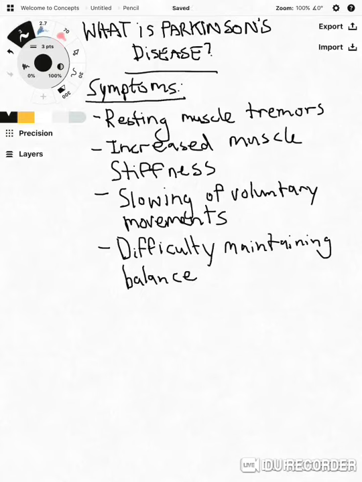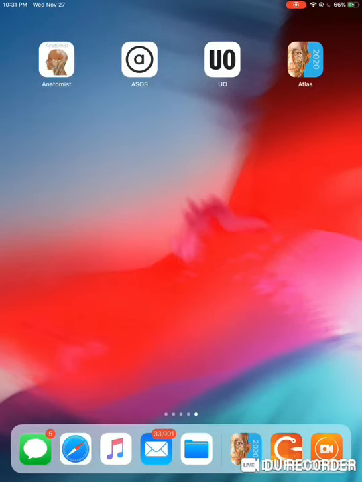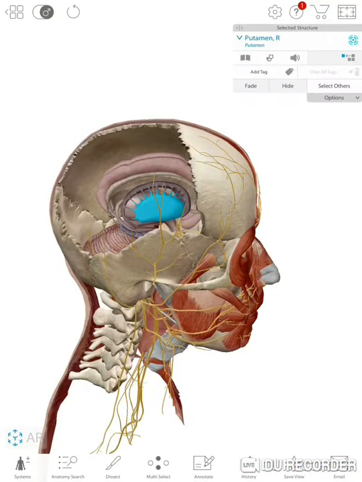It's characterized by resting muscle tremors, increased muscle stiffness, the slowing of voluntary movements, and difficulty maintaining balance. And the disease occurs when dopamine-producing neurons in the part of the basal ganglia that's called the substantia nigra degenerate. The basal ganglia are collections of nerve cells that are located deep in the brain surrounding the thalamus.